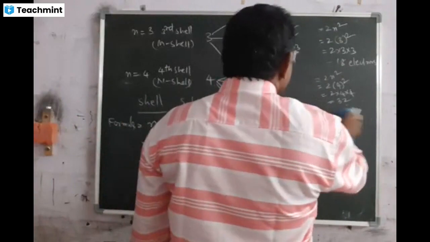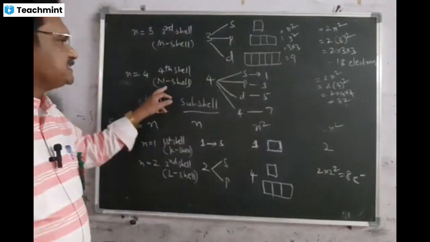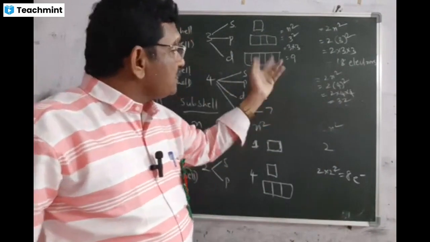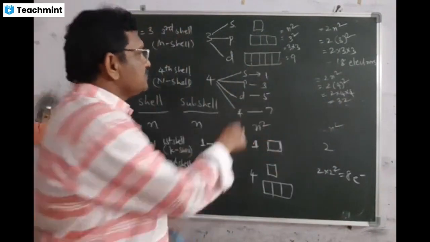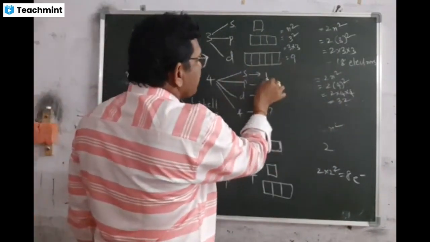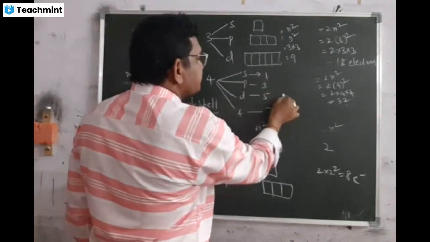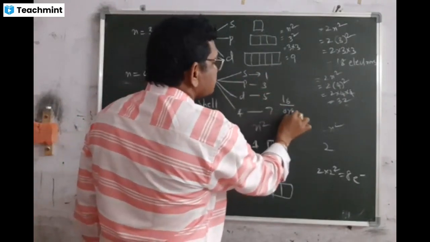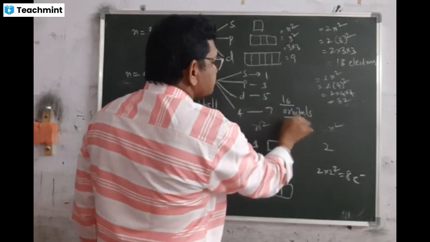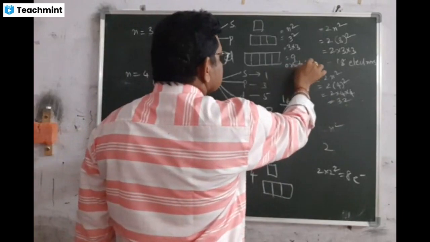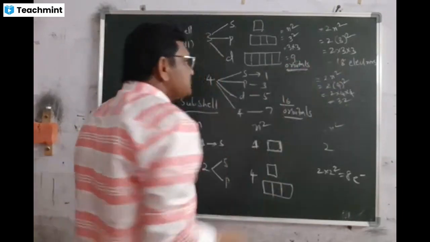Total number of electrons present in the fourth shell, what shell is it? N shell. Total electrons present in the fourth shell is 32. Total orbitals present in the fourth shell: 9 plus 7, 16 orbitals. Orbitals are 16, electrons are 32. In the third shell, orbitals are 9 and electrons are 18.